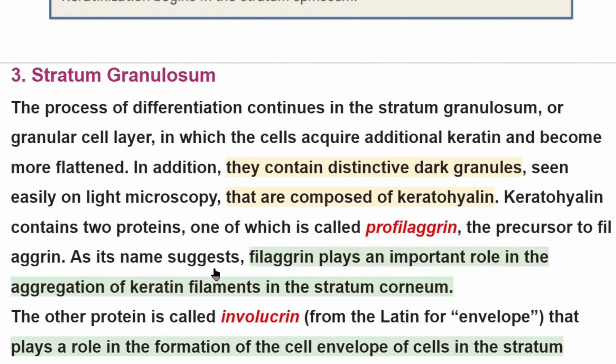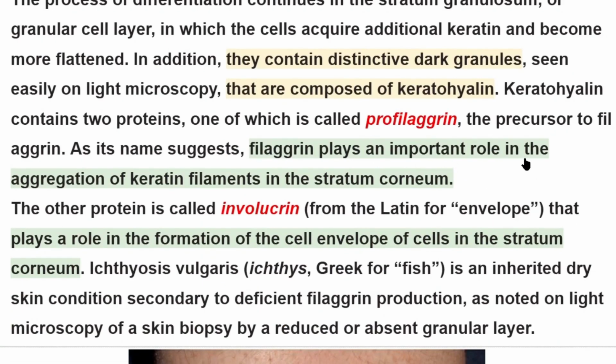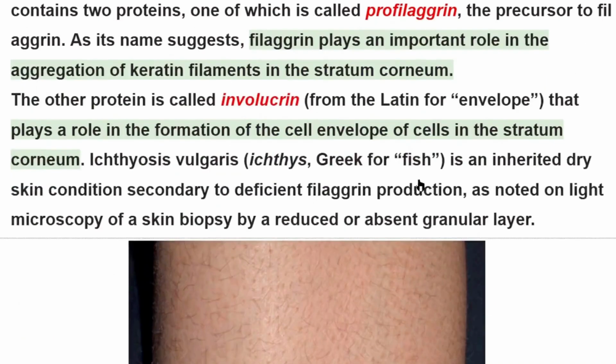As its name suggests, filaggrin plays an important role in the aggregation of keratin filaments in the stratum corneum. The other protein is called involucrin, from the Latin for envelope, that plays a role in the formation of the cell envelope of cells in the stratum corneum.